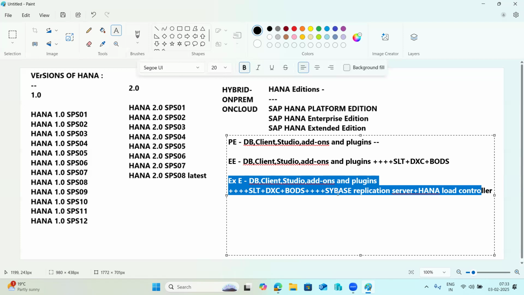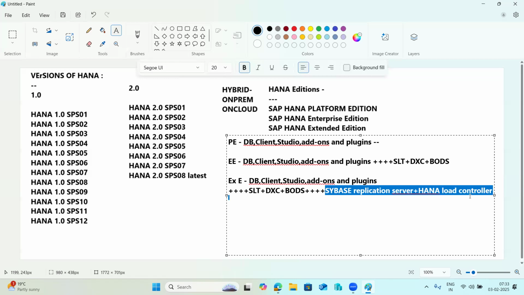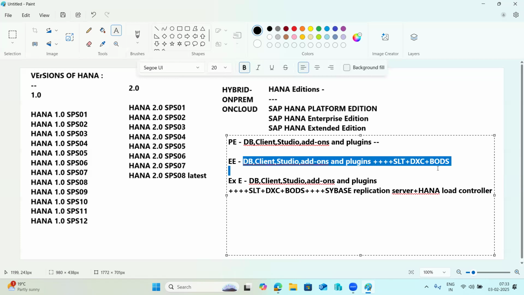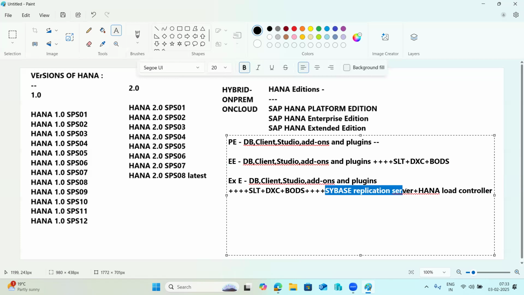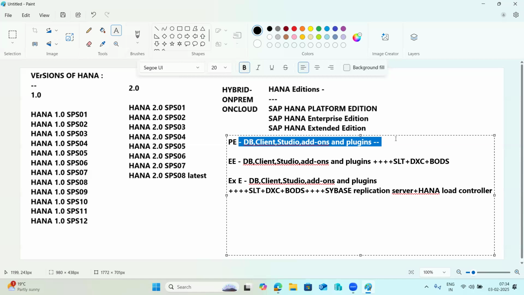So, sir, I don't have a requirement for this. If I take it unnecessarily, I need to pay more money, so I can go with this one. Sir, I have a requirement, then you can take this one. Sir, I don't have any requirement for these things, I have only HANA databases, then you can take this one. You don't have to pay any additional money to anyone. So these are the three editions SAP released into the market.